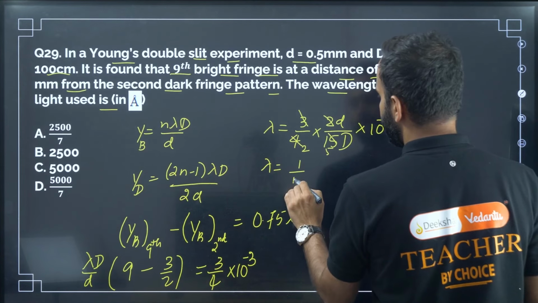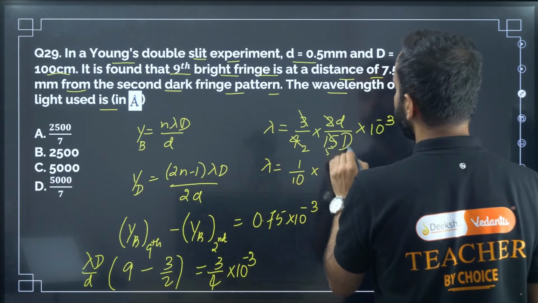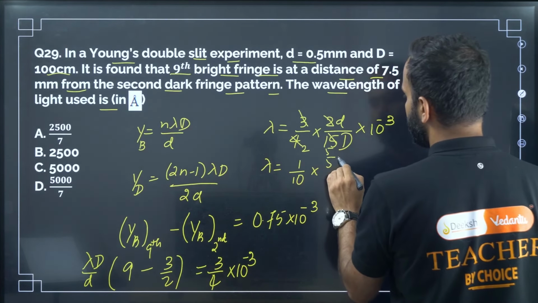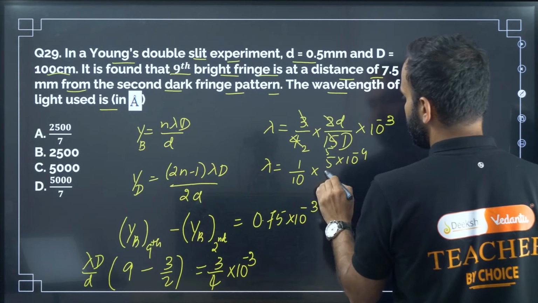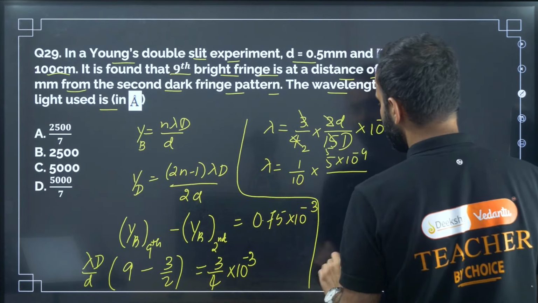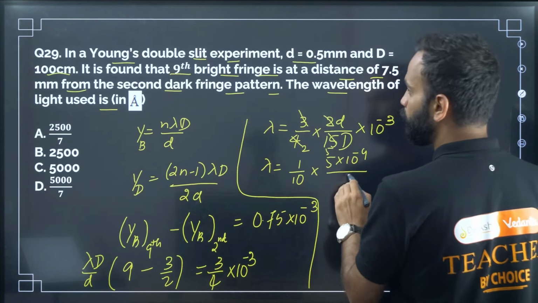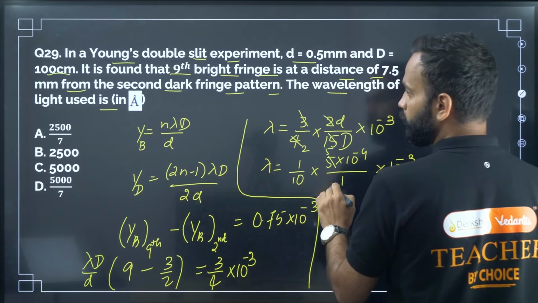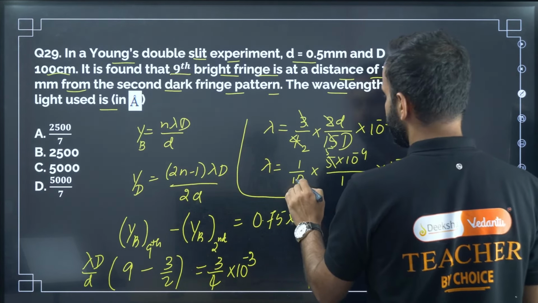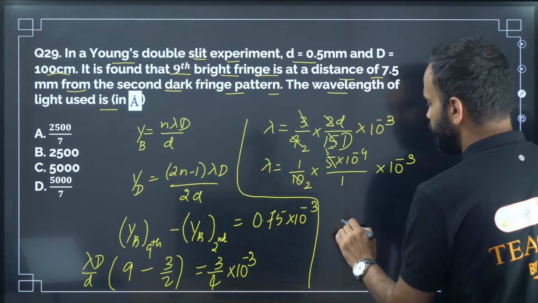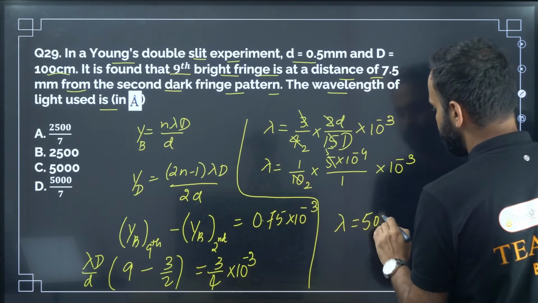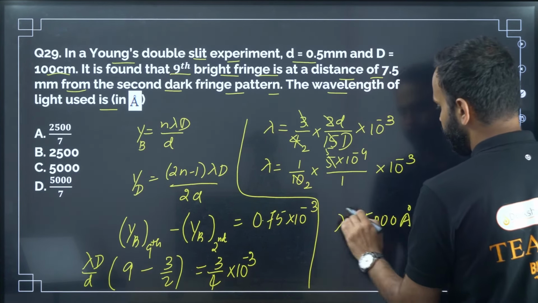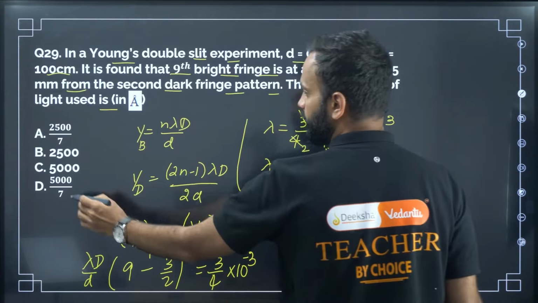So 1 by 10 into small d, which is 0.5 millimeter, that is 5 into 10 to the power minus 4, divided by capital D, which is 1 meter, into 10 to the power minus 3. So this is 2, right? Now solve this, you will get lambda equal to 5000 angstrom. The correct option is C.